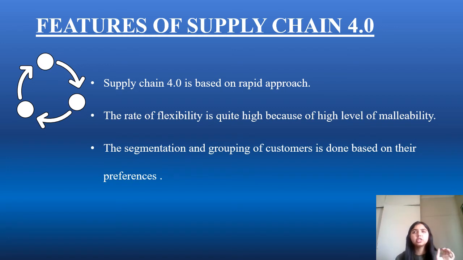The segmentation and grouping of customers. This is another main important factor that is used under supply chain 4.0. The segmentation and grouping of customers is done in order to make things available to them very easily and in a very good approach. So segmentation and grouping in this is done on the basis of customer preferences, what they are demanding from the company. Based on their unique services and unique preferences, the customers are divided in this.